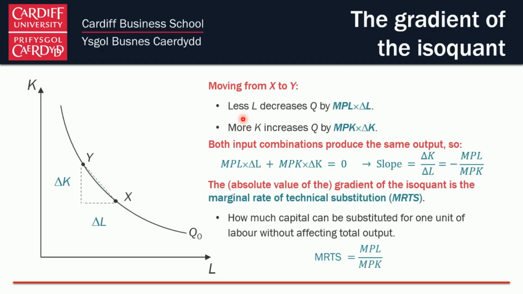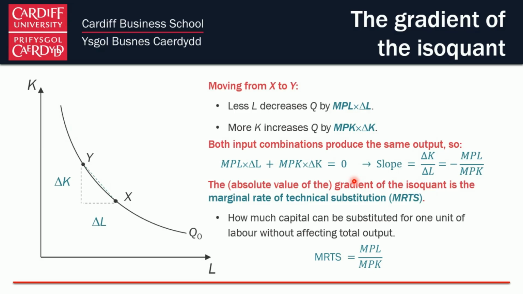Now I increase my capital, so I acquire delta K units of capital. This is the change in capital, the extra capital that I bring in, and each one of them is producing MPK units. This is the marginal product of capital. Multiply them both, and this is going to be the increase in production due to the new acquisition of capital. Both input combinations produce the same output. I'm on the same isoquant curve, so the total change should be zero.